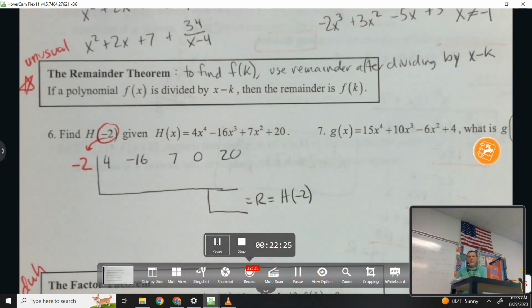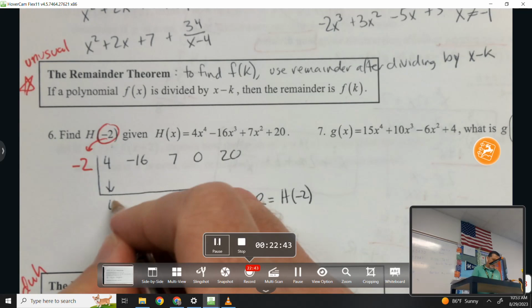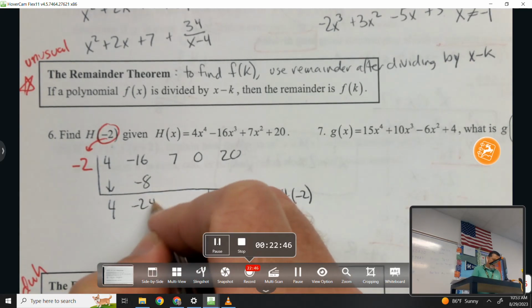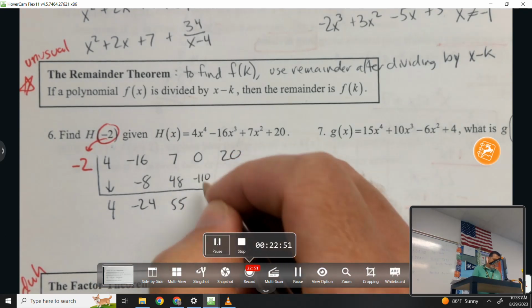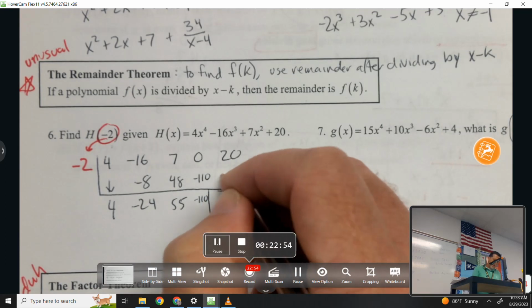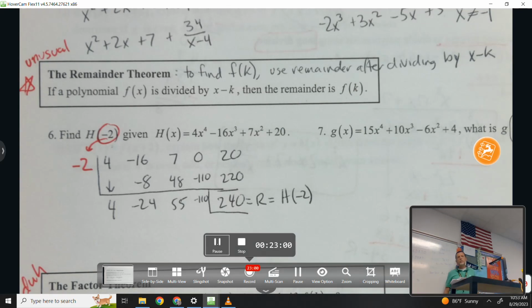The last number I get, I'm going to kind of set this up before I do the work. That last number I get is the remainder, and that number is h of negative 2. So it's sort of a different way of plugging in negative 2. Copy down the 4, multiply, add, multiply, add, multiply, add, multiply, add. We get kind of a big number there, 240. But we're done. That's it. That's the answer.